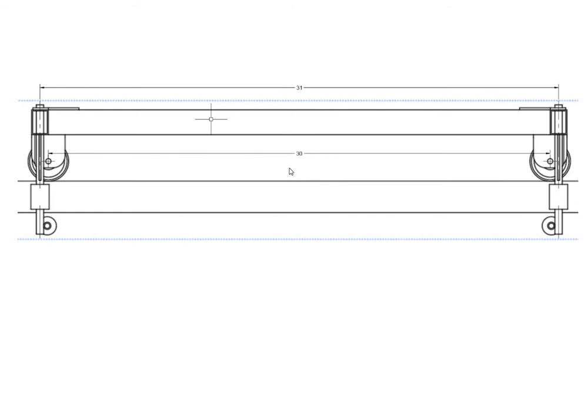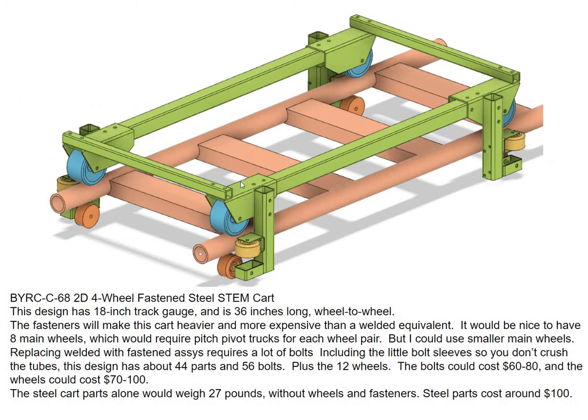I thought some people might not want to learn to weld, and so I designed a 4-wheel, 2-dimensional cart that could be fastened together. Welding, you really start to appreciate when you see how many fasteners you have to use to replace welding, and how much they cost and how much they weigh. So the welded cart is lighter and cheaper.